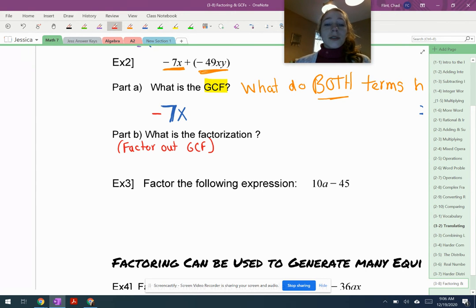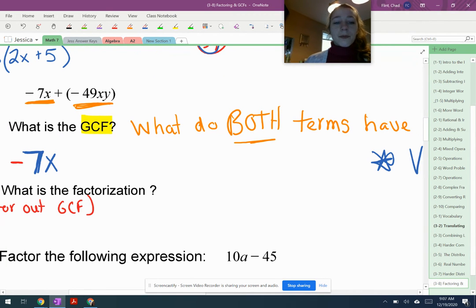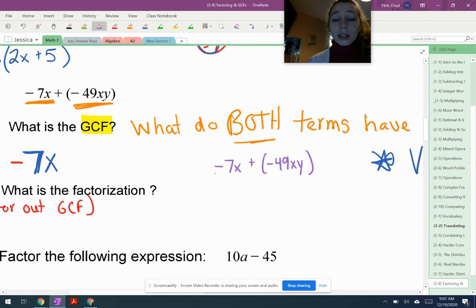So factoring out the GCF, let's take a look at that. I'm going to zoom in a lot here so I have more room. Okay, so let's do this in purple. So if I'm looking at my negative 7x plus negative 49xy, when we were taking out that GCF, we're doing the opposite operation of multiplication, which is division. So really what I'm doing is I'm dividing both of these pieces by that GCF.